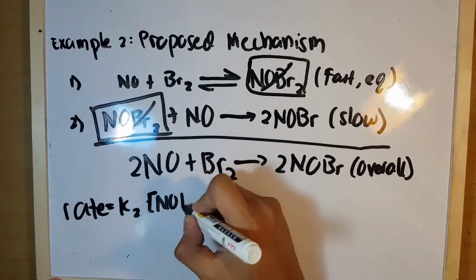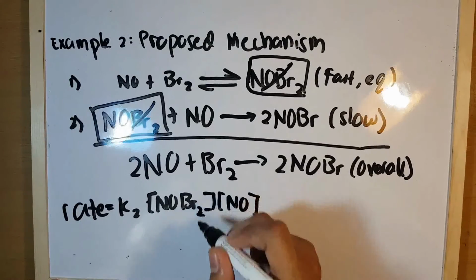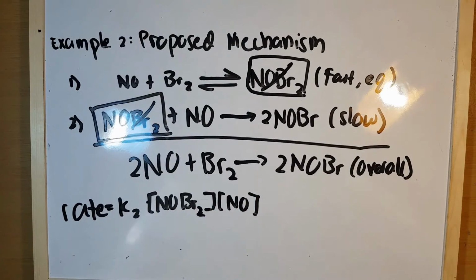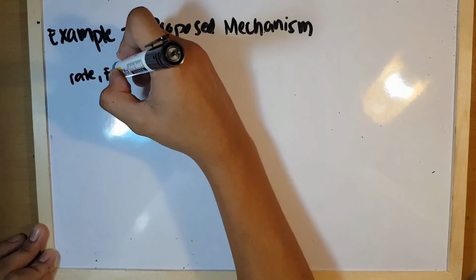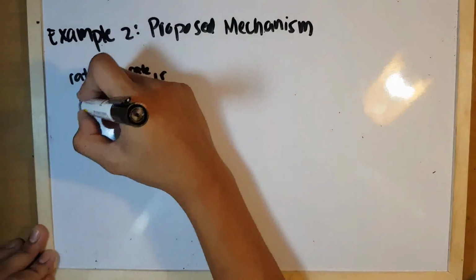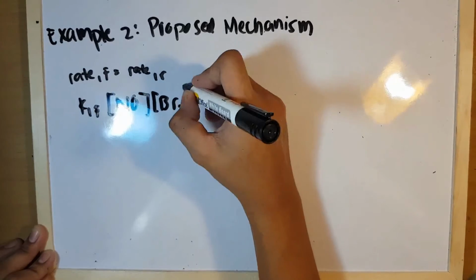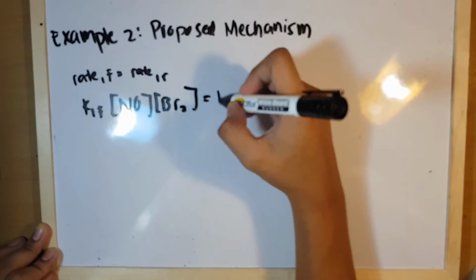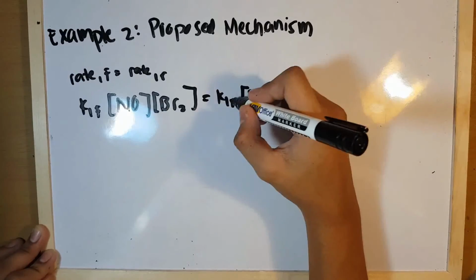However, NOBr2 is a reaction intermediate, so its concentration at the beginning of the second step may not be easy to measure directly. Because NOBr2 is formed in a fast equilibrium step, we can relate its concentration to the concentrations of the original reactants. When a reaction or reaction step is at equilibrium, its forward and reverse rates are equal. Because this is an elementary step, we can write the rate expression for both directions from the equation for the elementary step, and then rearrange for NOBr2.